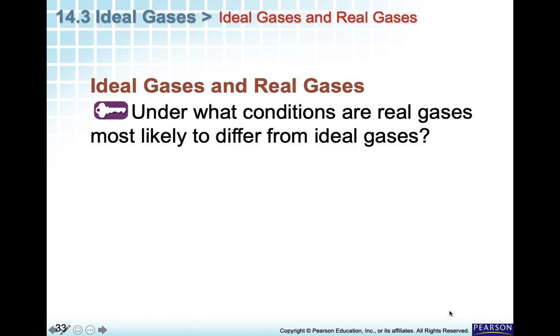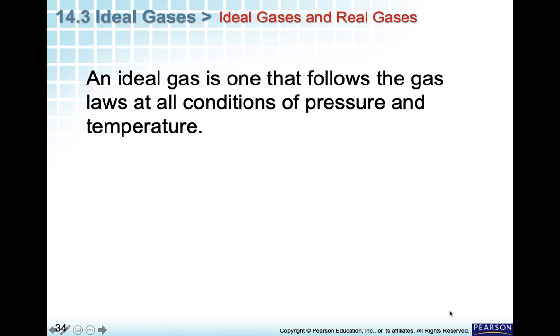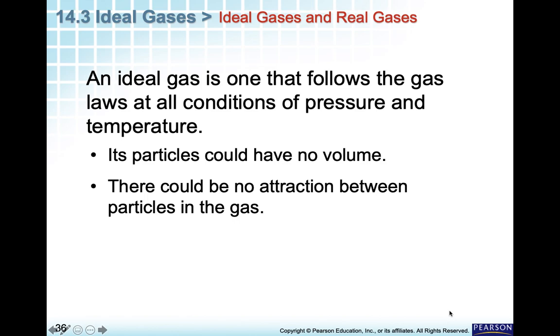So, under what conditions are real gases most likely to differ from ideal gases? An ideal gas is one where the gas law applies. What we assume about ideal gases is that the particles of the gas have no volume and that there's no attraction between particles, because if there was an attraction between particles, they would form a liquid or a solid.